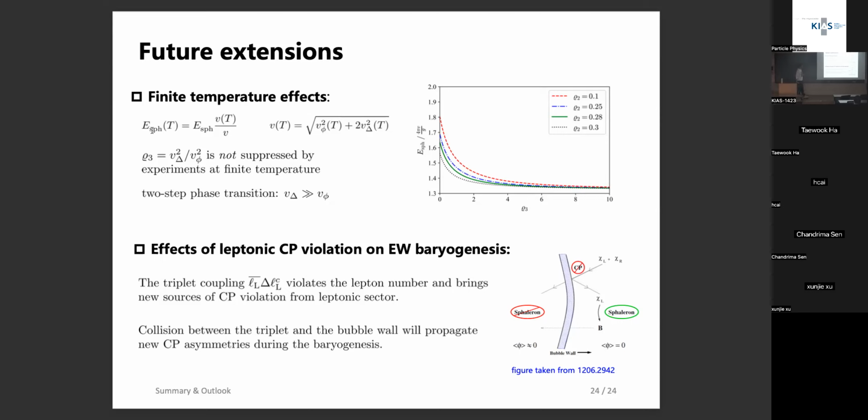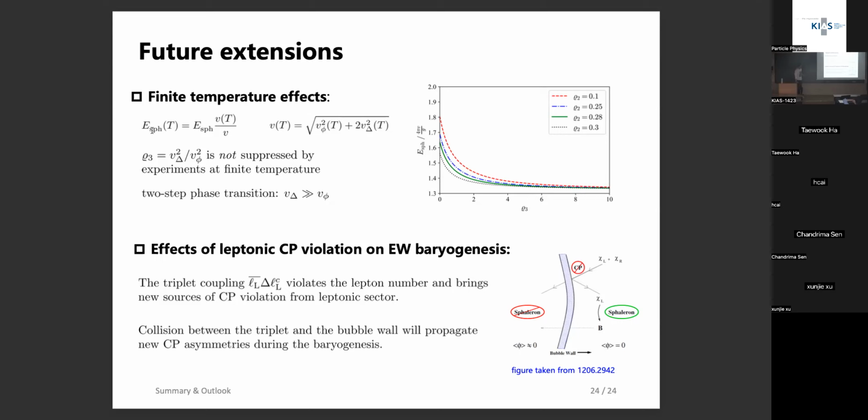Okay, another interesting investigation is to look at the effects of leptonic CP violation on electroweak baryogenesis. We know in the standard model, because the neutrinos are massless, there's no flavor mixing in the leptonic sector, and the only source of CP violation comes from the quark sector, but it is too small to explain the baryon asymmetry. In general BSM scenarios, there can be new sources of CP violation.